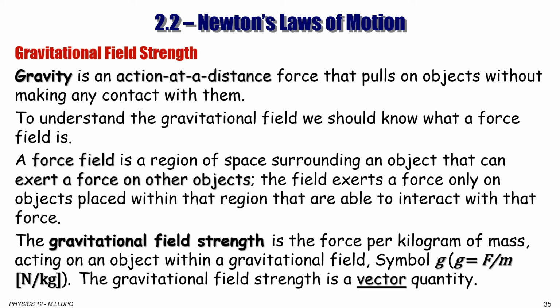Gravitational field strength is the force per kilogram of mass acting on an object within a gravitational field. The symbol is the same as gravitational acceleration, g, and the value is the same, but the unit is slightly different, although we did use it in sections 3.3, 3.4, 3.5 in a previous chapter. The gravitational field strength is a vector quantity, as acceleration is.